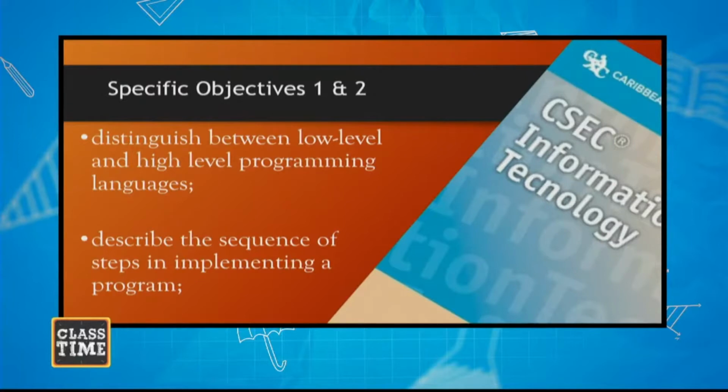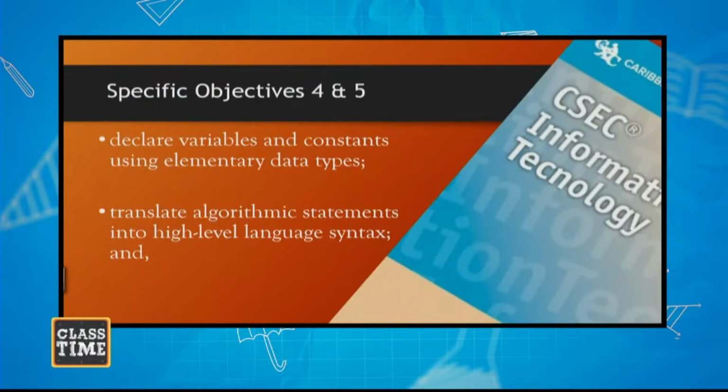So today we will be looking at high-level languages as opposed to low-level languages. What's their benefit? What's their differences? And then, according to specific objectives 4 and 5, we should be able to declare constants and variables using elementary data types, and translate algorithms to statements of a high-level language. Of course, the high-level language that you should be using is Pascal. If you are a ComSci student and you're listening, you might be using C, but the idea is that you're using a high-level language, possibly what is called an imperative language.